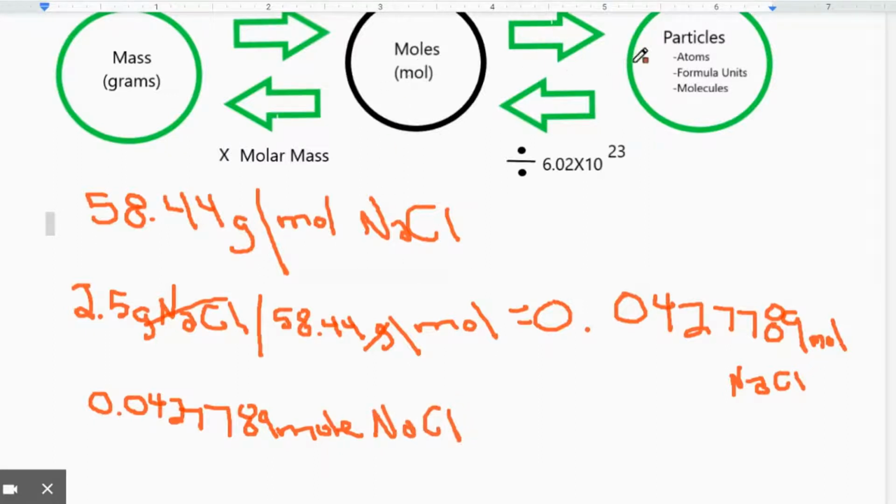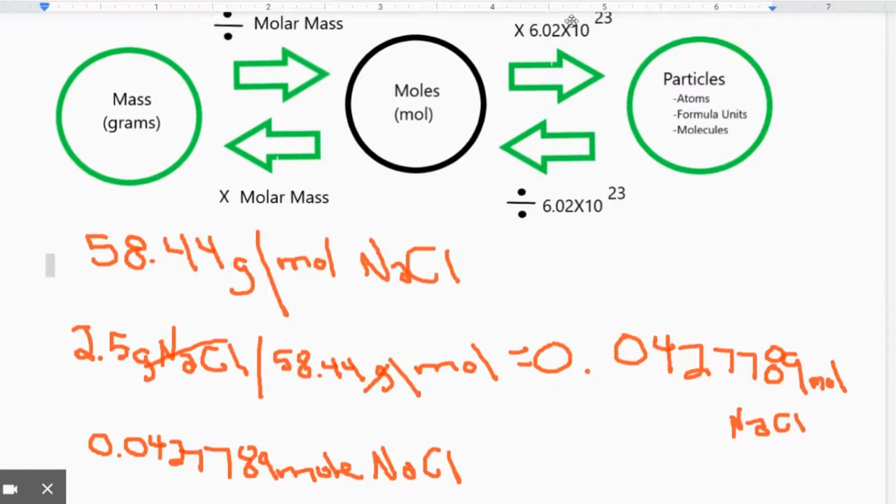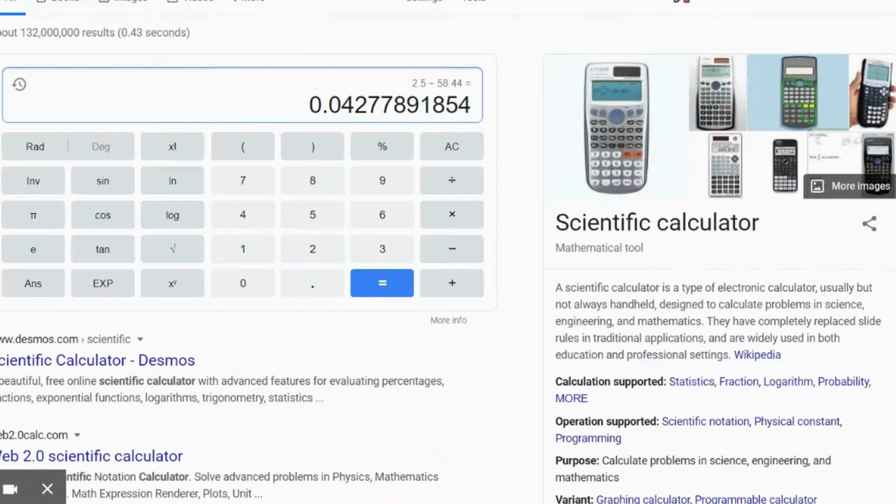So I'm here, and I want to go to particles. So I'm going to multiply by Avogadro's number, 6.02 times 10 to the 23rd particles. So I'm going to go to my calculator. I left my answer in here. I just wrote down on my sheet some of these numbers so you could see them.